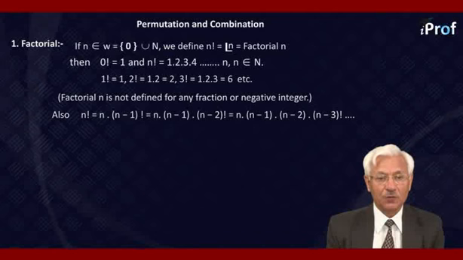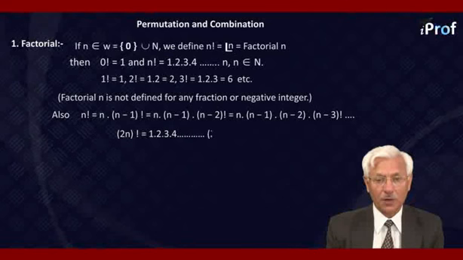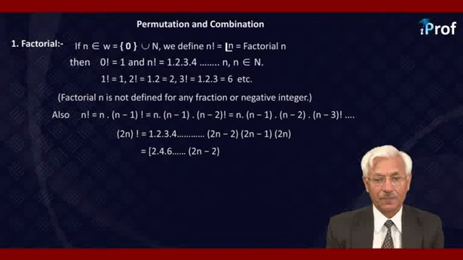Let us study 2n factorial. 2n factorial means the product 1, 2, 3, 4, and so on, up to 2n minus 2, 2n minus 1 and 2n. If I pull out even and odd integers separately, we get the first factor as 2, 4, 6, up to 2n minus 2 and 2n. The second is 1 into 3 into 5 up to 2n minus 1.